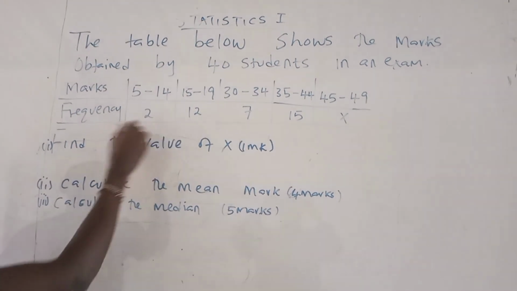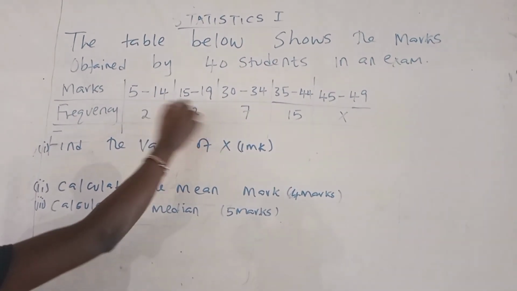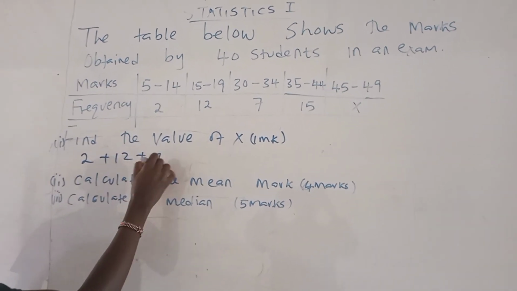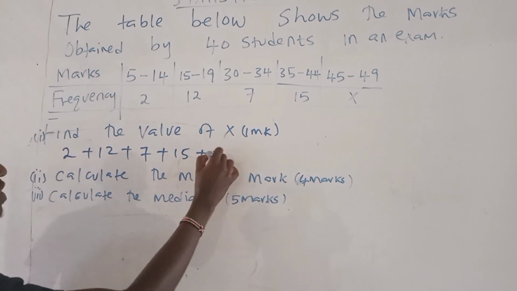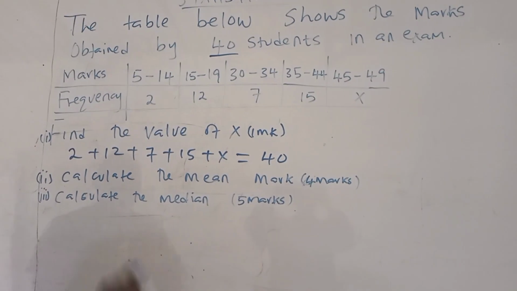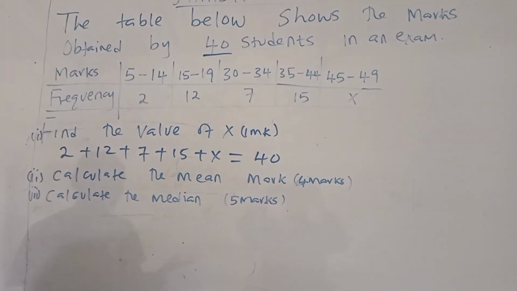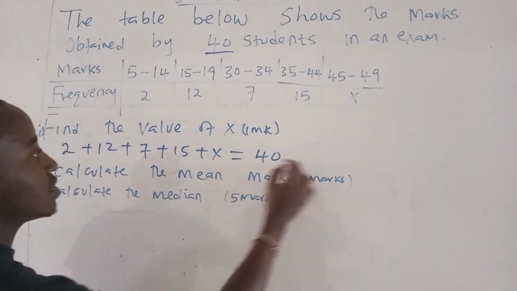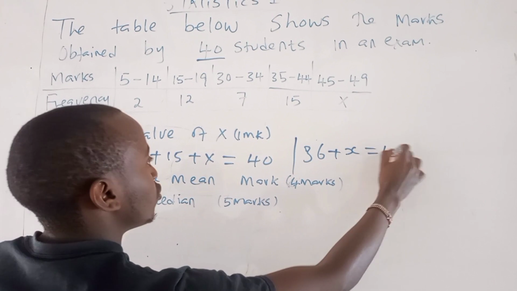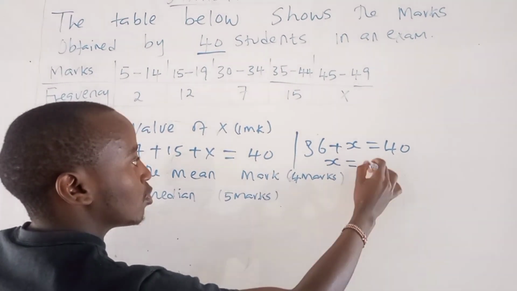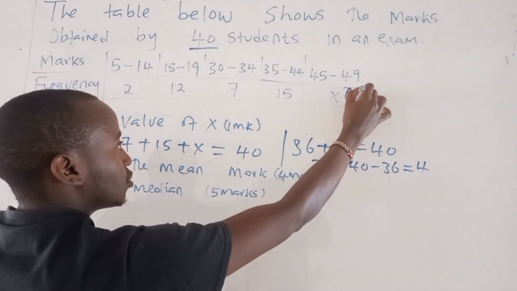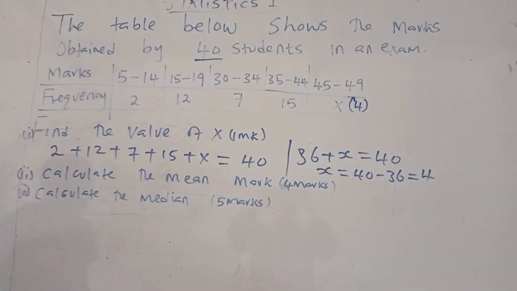What you're going to do is add the values of the frequency. So we have 2 plus 12 plus 7 plus 15 plus x. These should give us 40, the total number of students. When you add these with your calculator, you get 36. So you have 36 plus x equal to 40. Therefore x is equal to 40 minus 36, which is 4. So the value supposed to be here is 4.